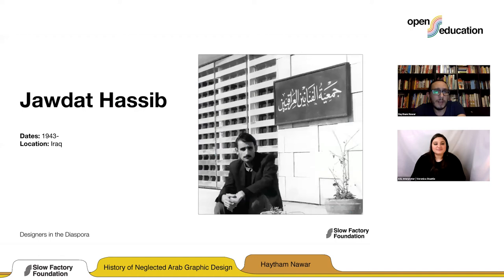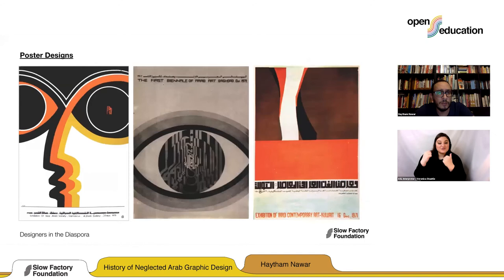Jawdat Hasib, same, that's an image of him in his young age in front of the Iraqi Artists Association. And Jawdat Hasib at the moment lives in Spain. And those are some of the beautiful posters of Jawdat Hasib for the Association of Iraqi Plastic Arts, which is visual arts. And that was an exhibition in Damascus. The first Arab Biennale, another poster for the Biennale in Baghdad in 1973. And the third one is a contemporary Iraqi art exhibition in Kuwait.